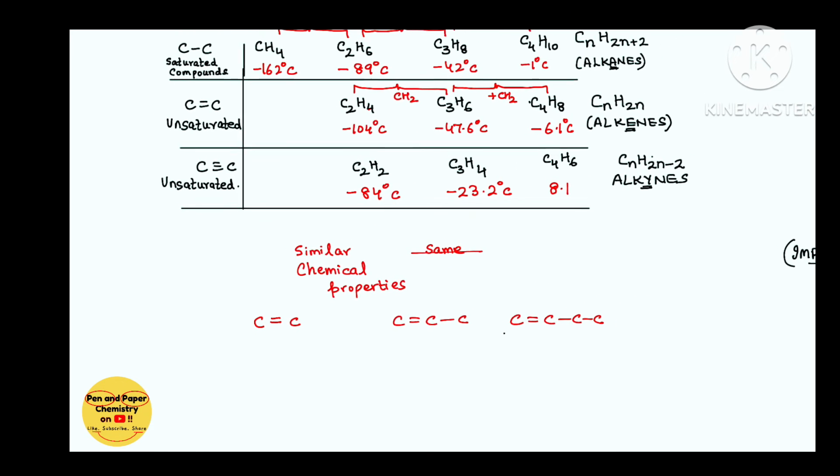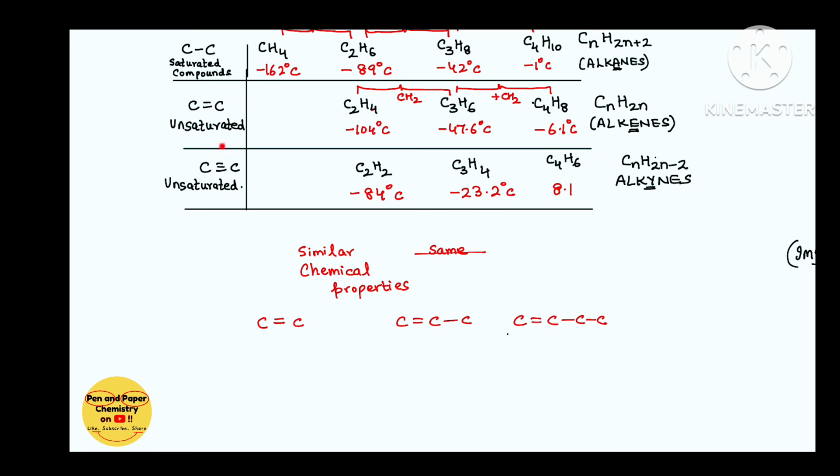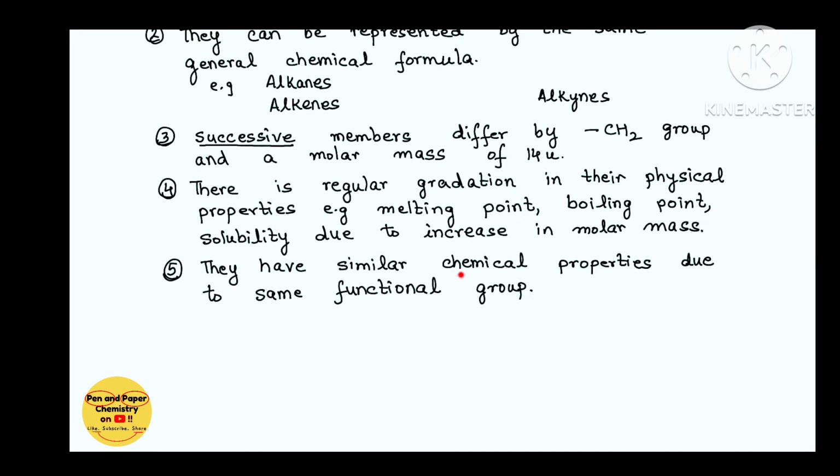There are certain properties which are shown by double bonded compounds. For example, reaction with bromine water, decolorizing bromine water. There are certain reactions which are shown by triple bonded compounds. That's why we say they have similar chemical properties due to the same functional group.